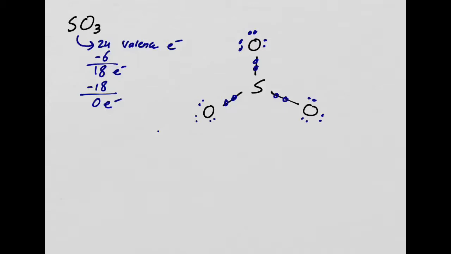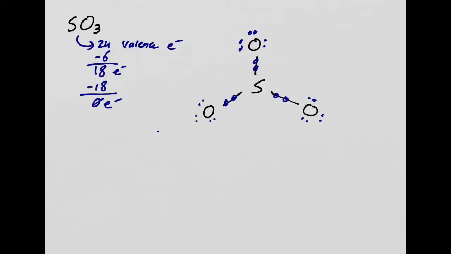Now let's go to my center atom. Is sulfur happy? It has 1, 2, 3, 4, 5, 6. Sulfur is not happy. My center atom is not happy, but I also have no electrons left. When I have no electrons left, and my center atom is not happy, that's when I make a double bond or triple bond. Now here, sulfur has 6 electrons around it, so it just needs 2 more. So I just need to make 1 double bond.